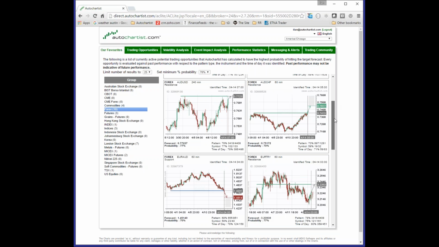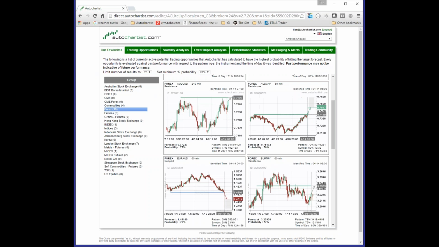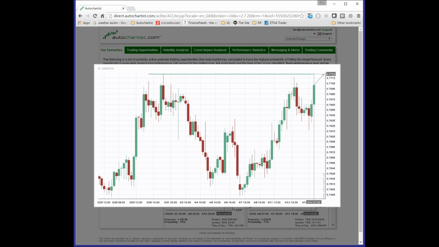Here's this opportunity on AUD USD. And Autochartist has done a pretty good job here of identifying this resistance level at 0.7723. It thinks that the price might go up to that level. It's currently around 0.77, which is a round number. Now, one could argue, should I take this long position up to 0.7723? Well, let me tell you the way I look at it. Yes, Autochartist has done a good job of identifying this level, but notice that the price keeps bouncing off the current level at 0.77, which is a round number.